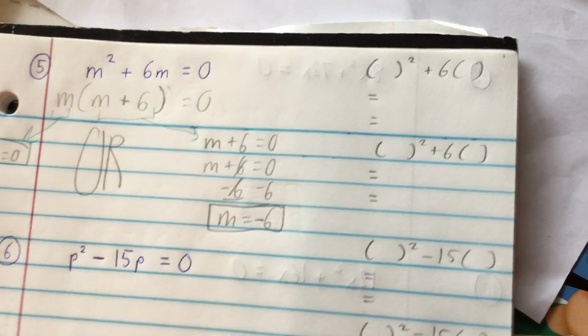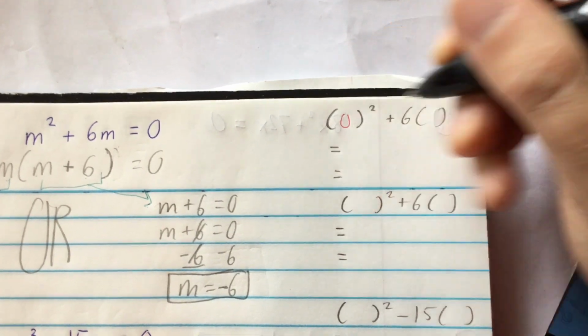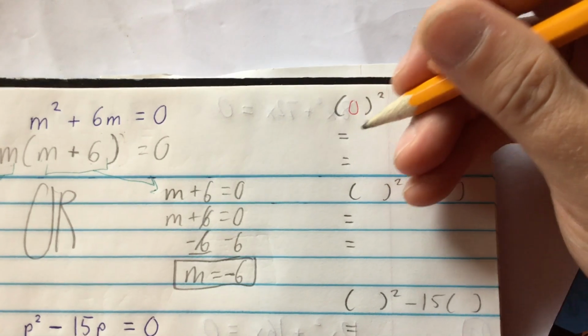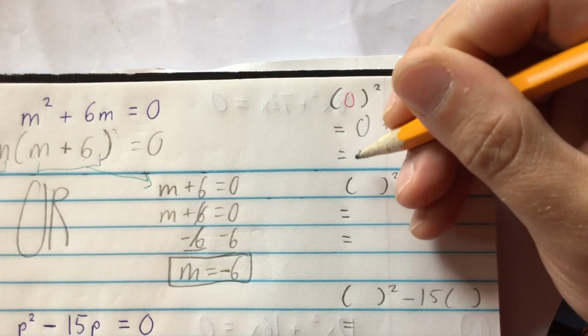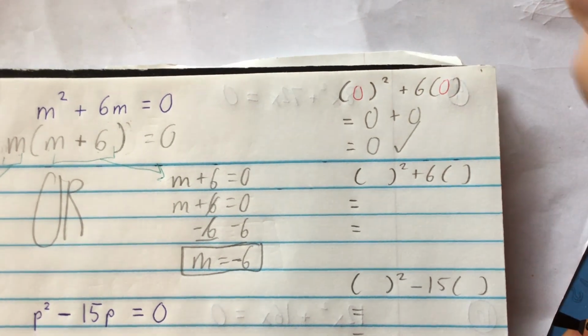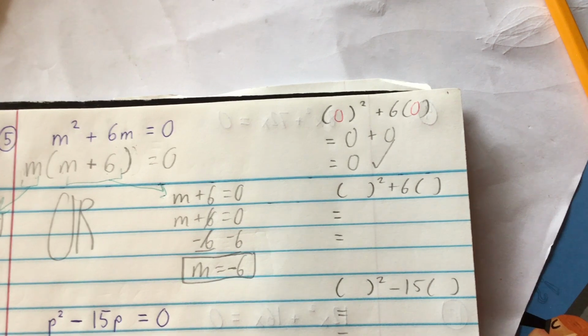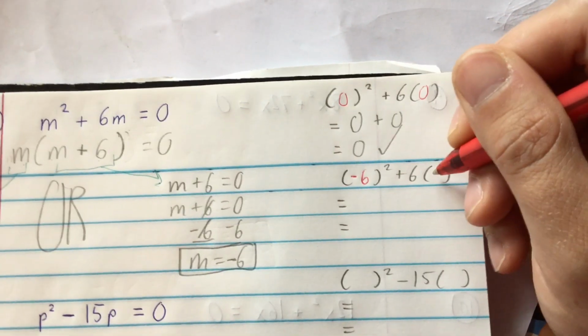Now I'm going to check my work on the right side. Well, I'm going to start with the easy part. So I'm going to plug in m equals 0. 0 squared plus 6 times 0. 0 squared is 0. Plus 6 times 0, that's 0. 0 plus 0 is 0. Is that the only solution? No. So I'm going to plug in m equals negative 6 for the variable.